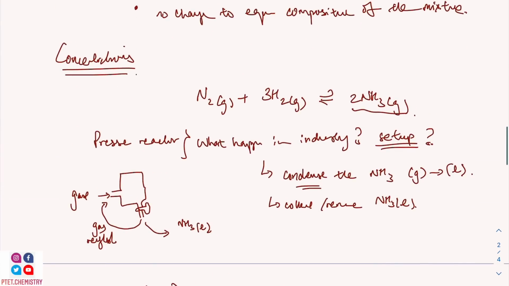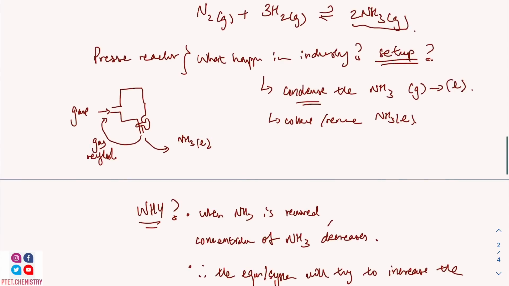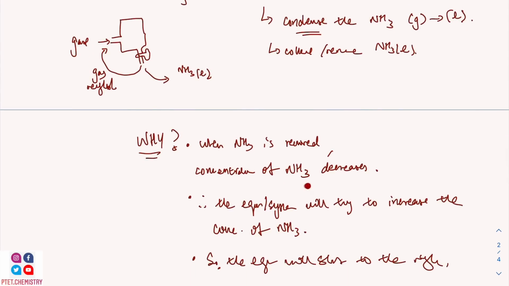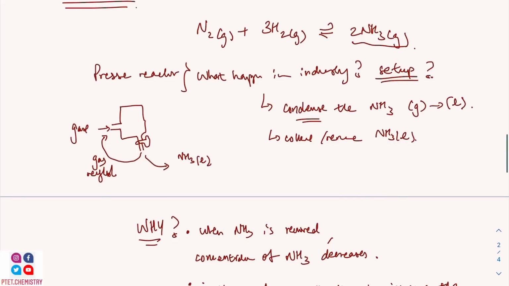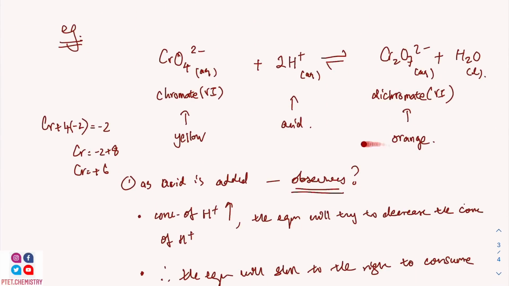Or not just that, even the Haber process, we condense it down in that pressure reactor, as you would know about the setup. And that's to do with removing the NH3 and decreasing the concentration of NH3 to try and push the equilibrium to the right so that it forms more and more NH3. Okay, we also talk about reactions that involve color changes because those are the reactions that enable you to make observations very easily and very clearly, and that's all based on Le Chatelier's principle.